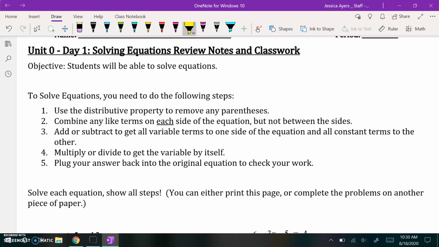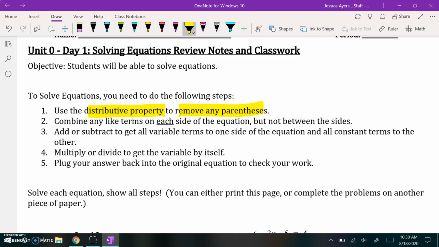The first thing you need to remember is if there are parentheses, you're going to want to use your distributive property to remove them. Sometimes, and we'll talk about that throughout this video, you can distribute or you can get rid of the number in front, but you do want to make sure that you're removing those parentheses to be able to use the things inside of the parentheses.